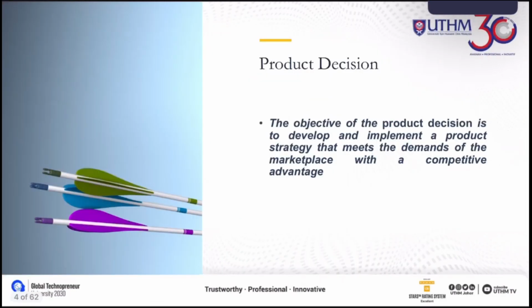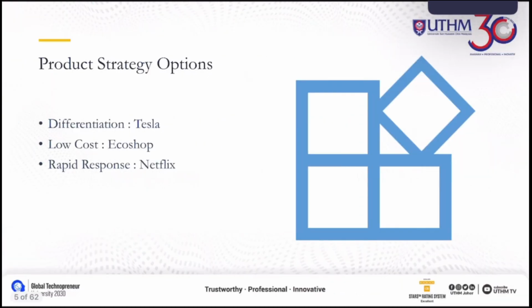Okay, now we look into the next one, which is product decisions. So the objective of the product decision is to develop and implement a product strategy that meets the demand of the marketplace with a competitive advantage. So you need to decide what type of product you want to develop, to meet the market demand. So we need to look into the strategy.